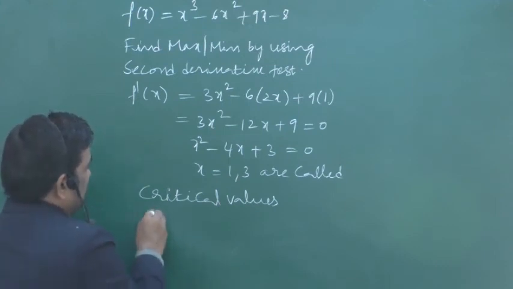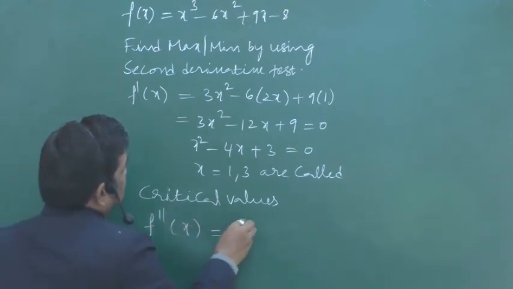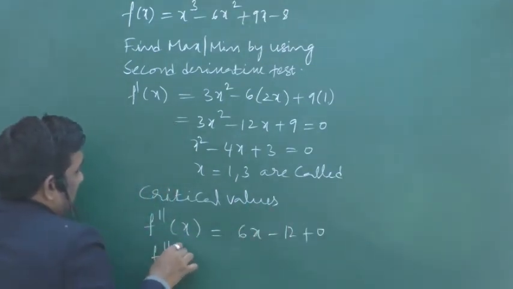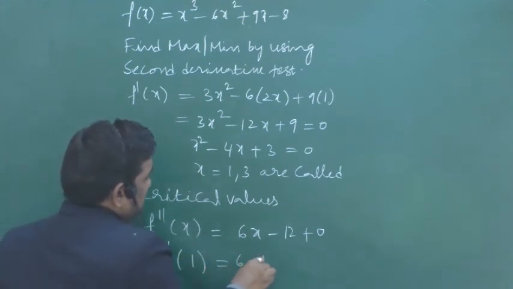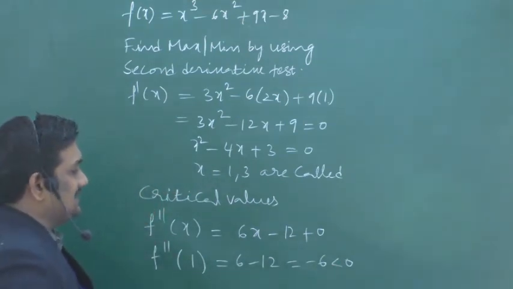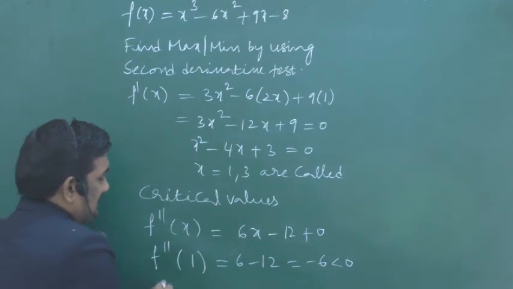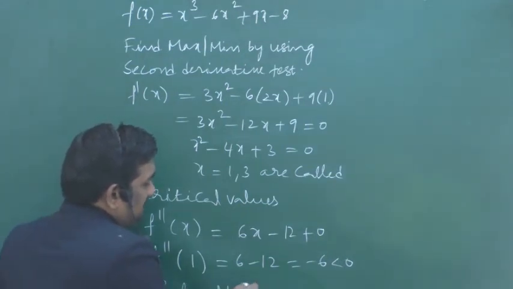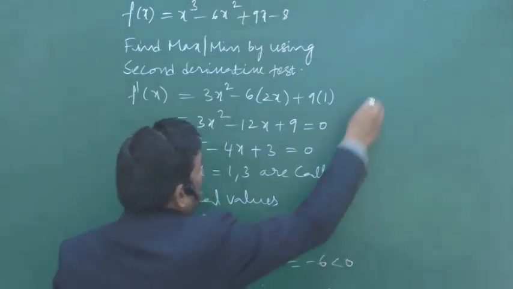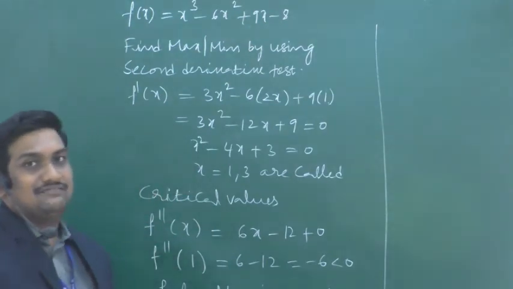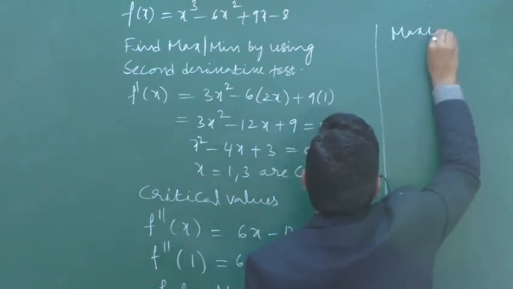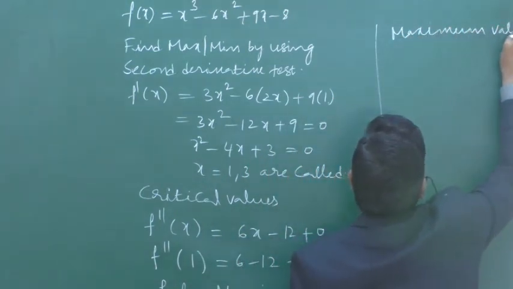Now find the second derivative. This is 6x minus 12 plus 0. Now find f double dash at 1. It is 6 minus 12, it is minus 6, negative. Since the second derivative evaluated at x equals 1 is negative, you can say that f has a maximum at x equals 1, and you need to find the maximum value, and the maximum value is f of 1.